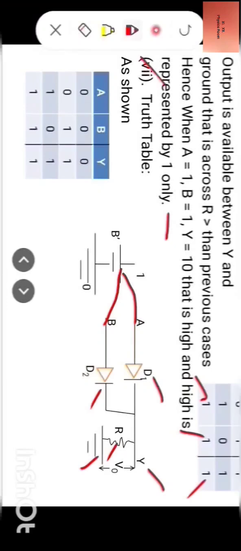7th, truth table. The truth table of OR gate is as shown here, that is A and B are 2 inputs and Y is output. When A is 0, B is 0, Y is 0. When A is 0, B is 1, Y is 1. When A is 1, B is 0, Y is 1. When A is 1, B is 1, Y is 1. This is how we write the truth table of OR gate.